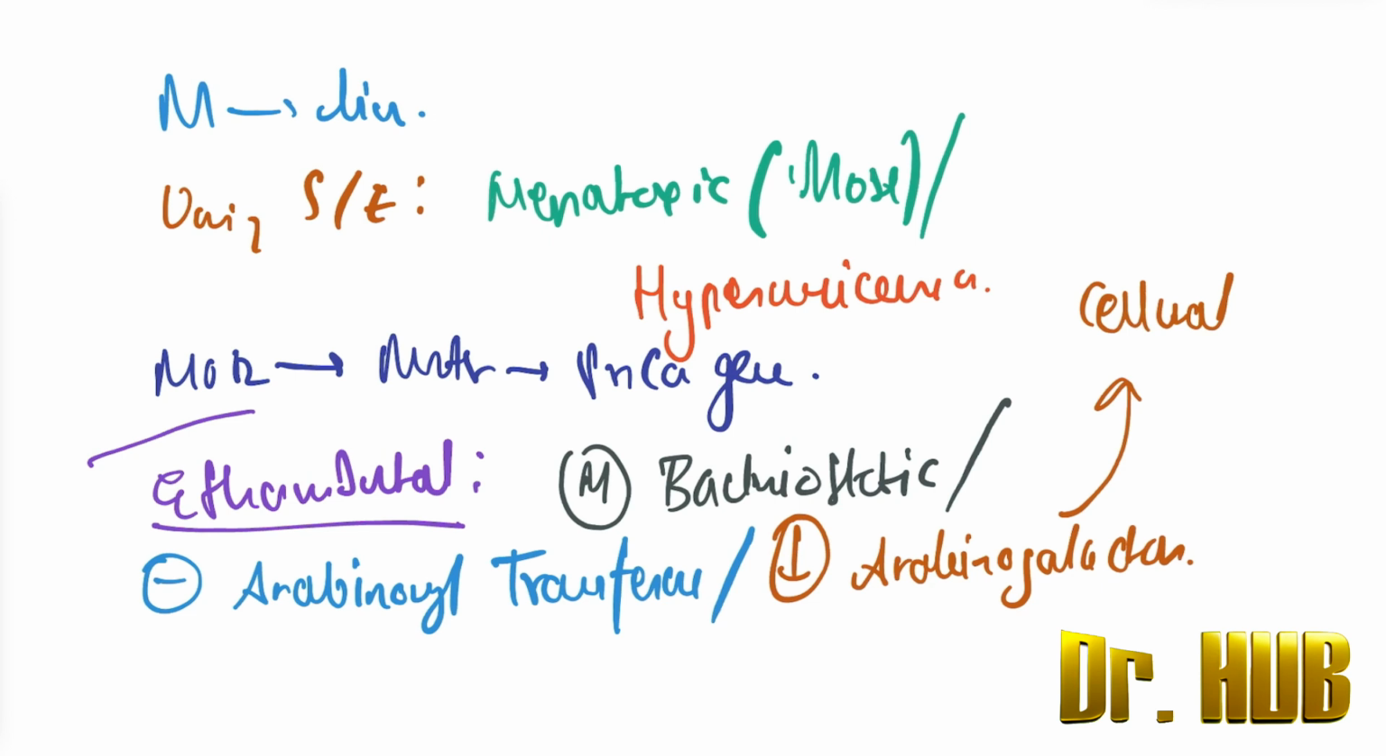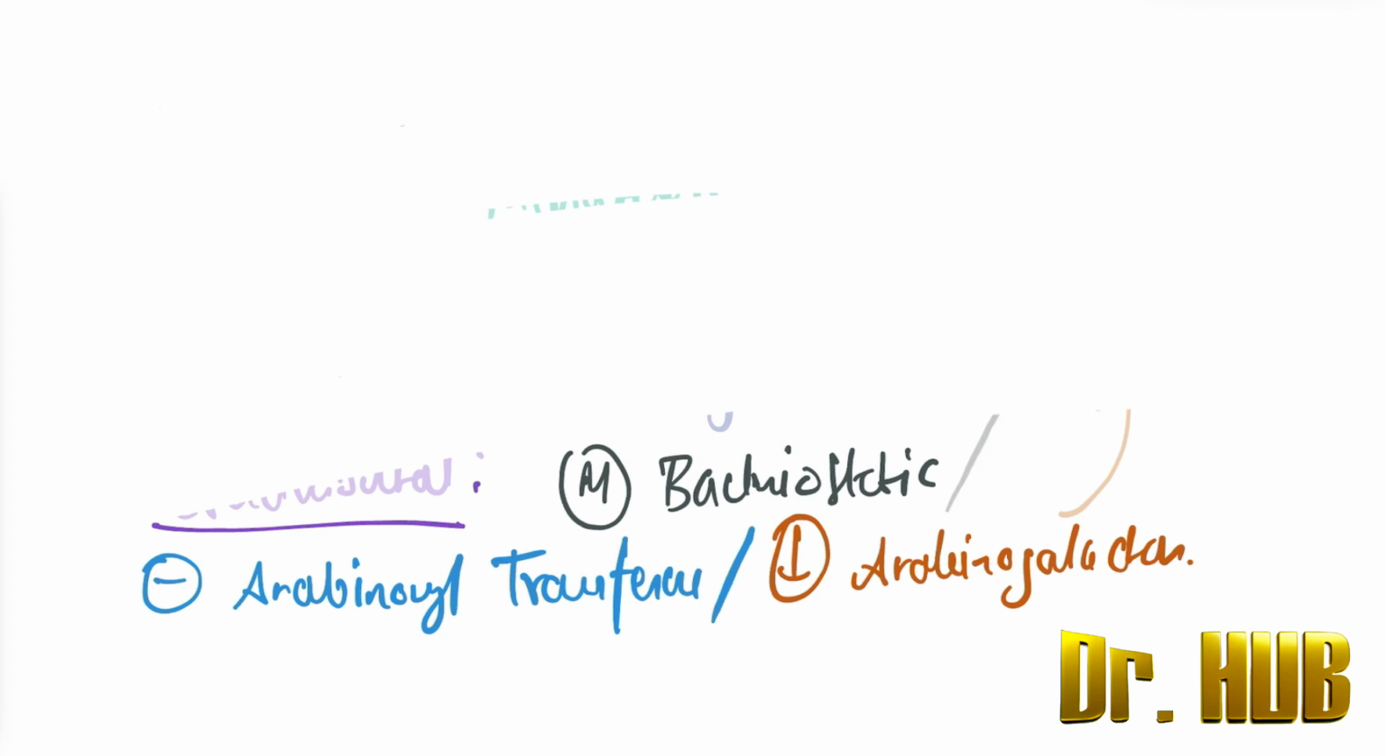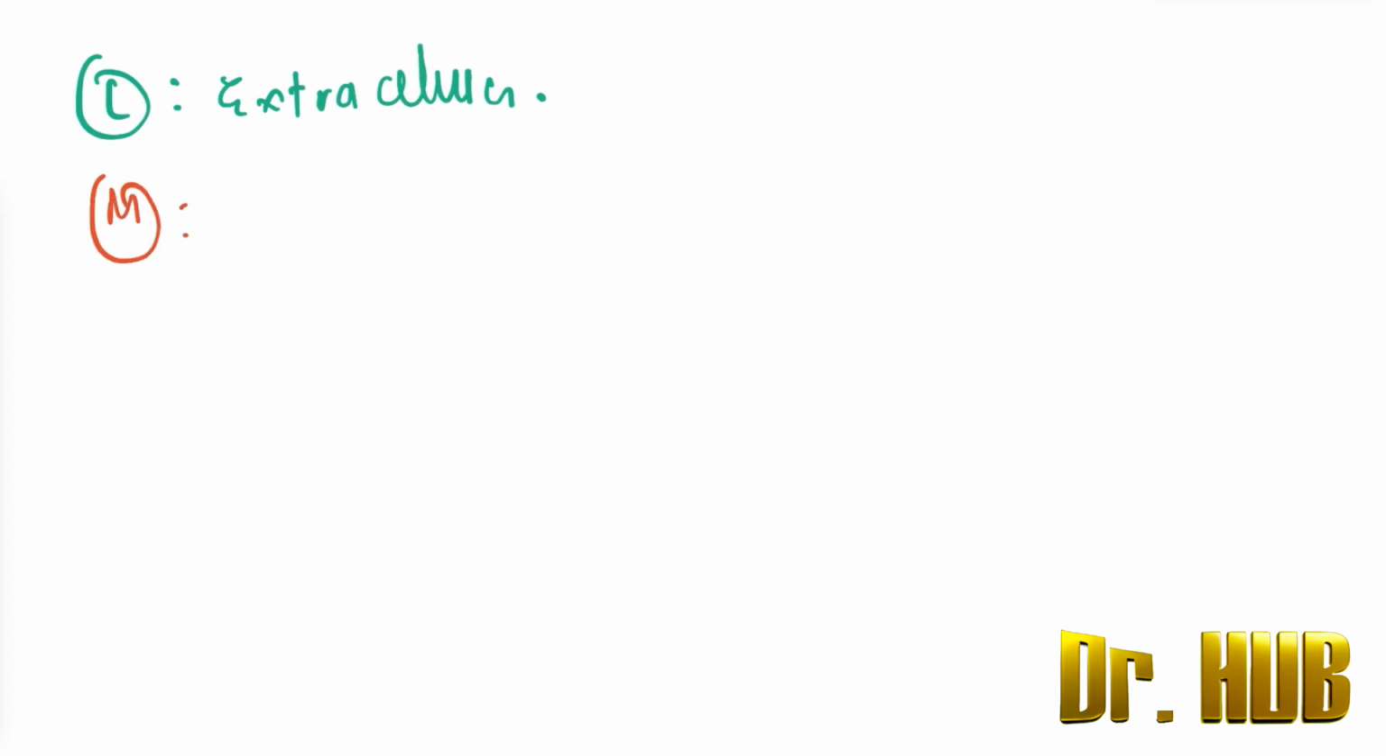Then comes the question of location. The location of the mycobacteria is extracellular. Till now we saw it was intra and extracellular in isoniazid and rifamycin, pyrazinamide is intracellular, and ethambutol is extracellular. And what about the metabolism? We saw it takes place in the liver, and here it is the kidney. So in ethambutol there are slight variations.